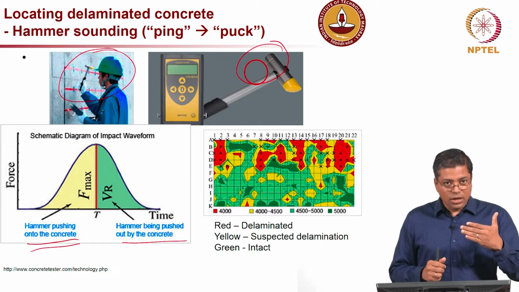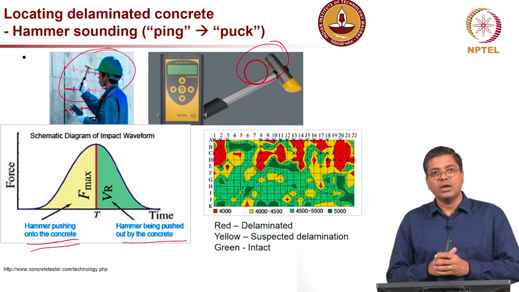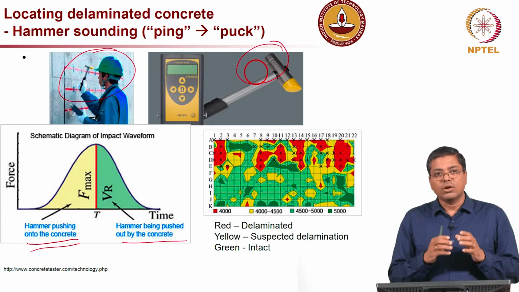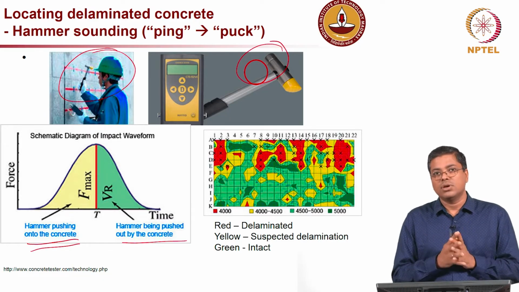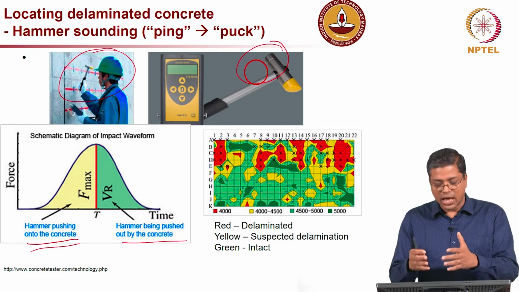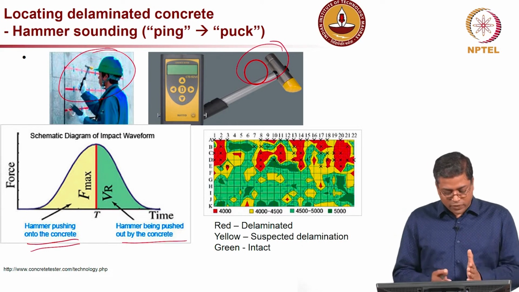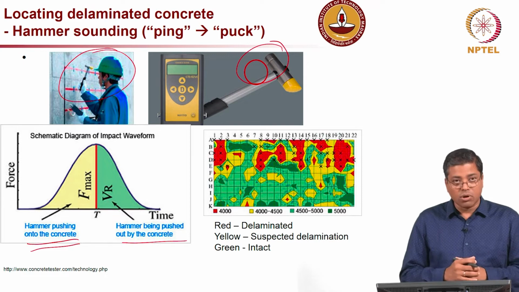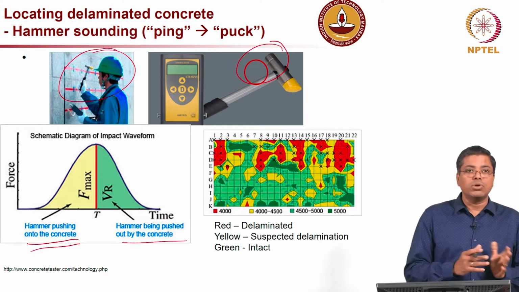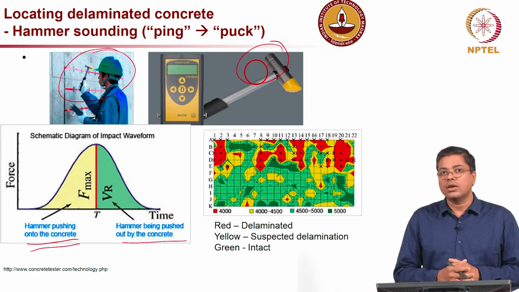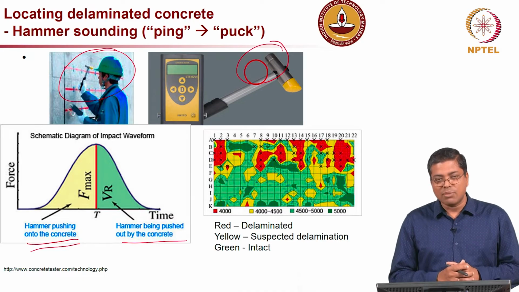how is the reflection from the concrete surface, or looking mainly on the force calculation, that instrumented hammer will calculate the force acting. And then if the graph which you see over here on the bottom left is a skewed graph, then you can say there is a sign of delamination.